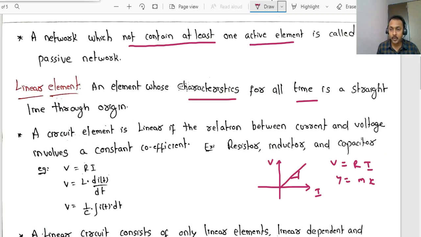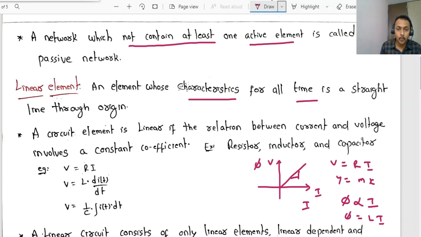Similarly, flux phi equals Li, right? The flux established is directly proportional to the current flowing, and phi equals Li. On the x-axis you can take current, and on the y-axis you can take the flux. Then the slope of that line indicates the inductance L.